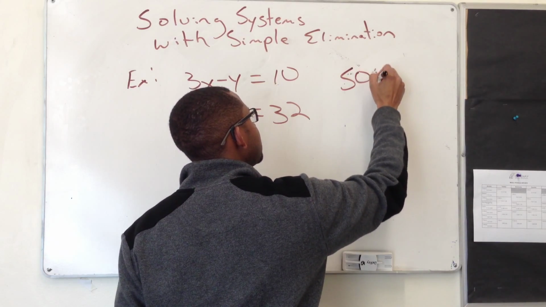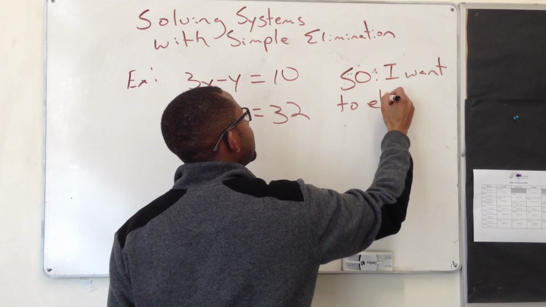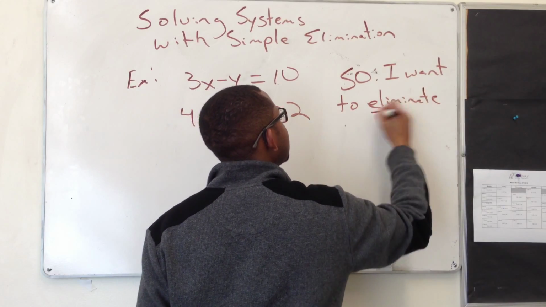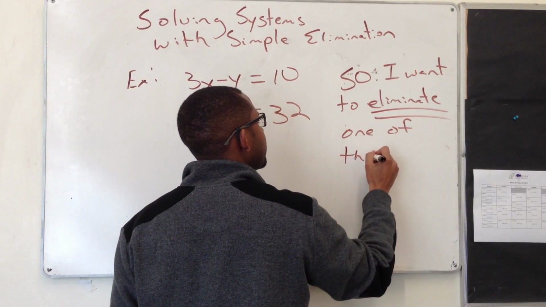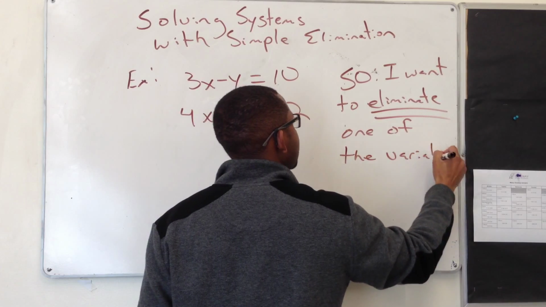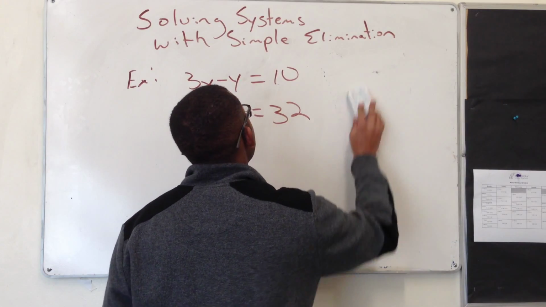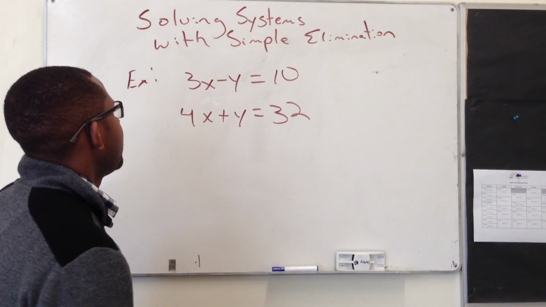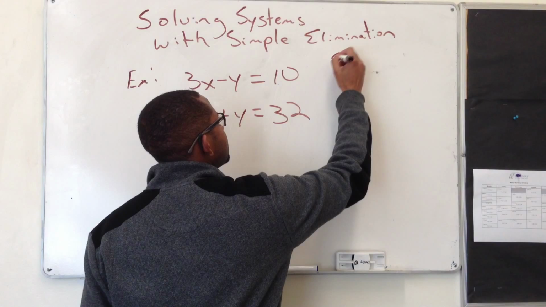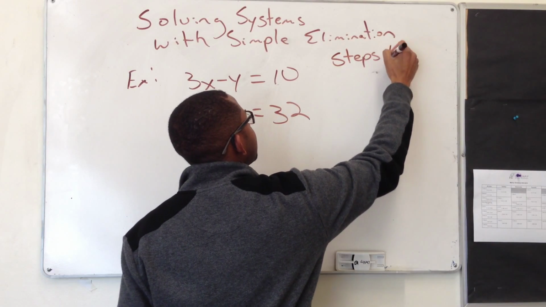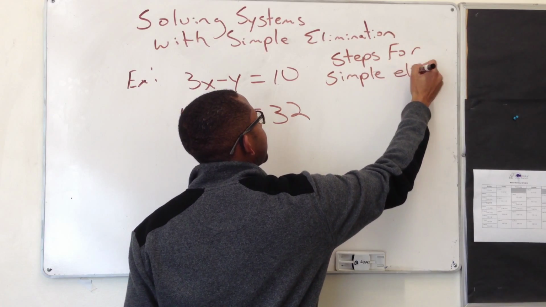So, I want to eliminate one of the variables. All right? So I'm going to eliminate one of those variables, and the way I'm going to do it is with simple elimination. So, steps for simple elimination.